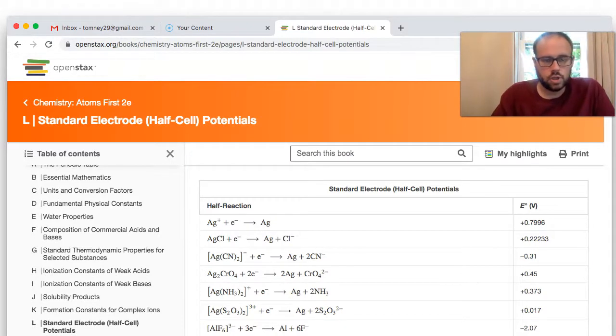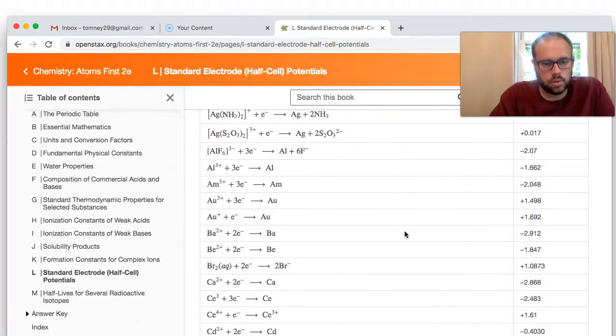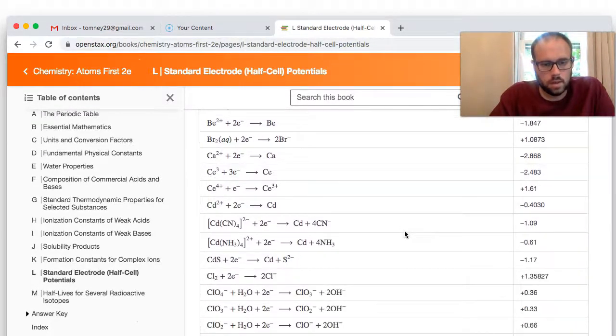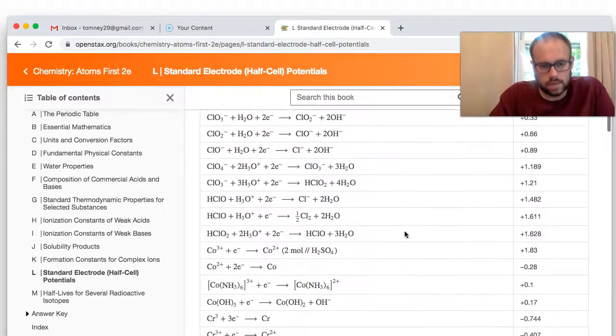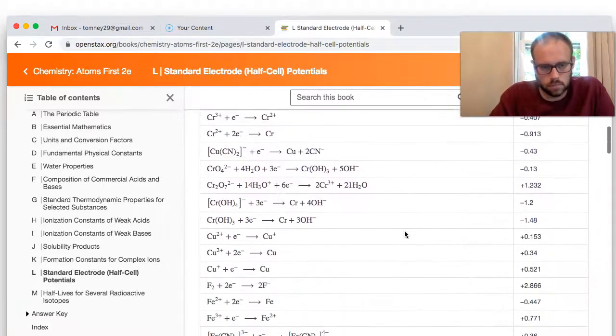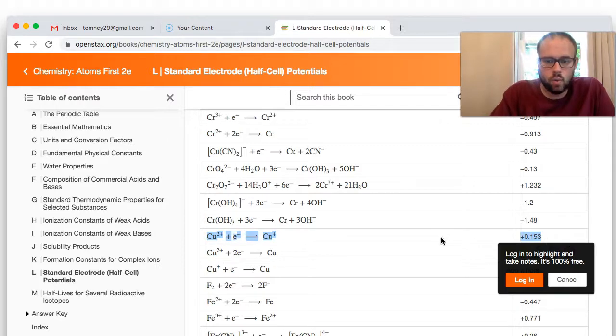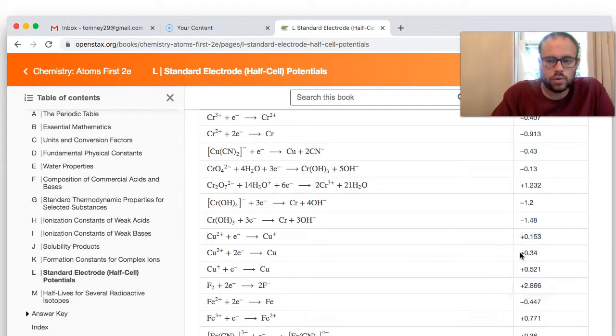Okay, so here is the chart for the standard reduction potentials. And when I go through, I want to make sure that I am looking for the correct values. So let's try to find the copper 2 plus to copper plus. All right, so scrolling down. Here we go. Copper 2 plus to copper plus is going to be plus 0.15. Again, I take mine out to 2 decimal places. So it'll be plus 0.15 for the copper portion.